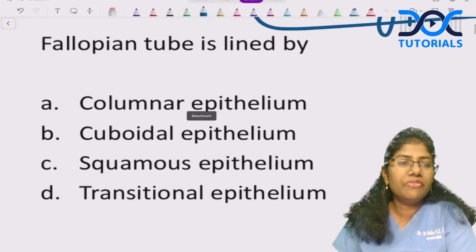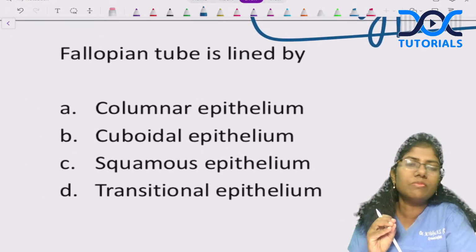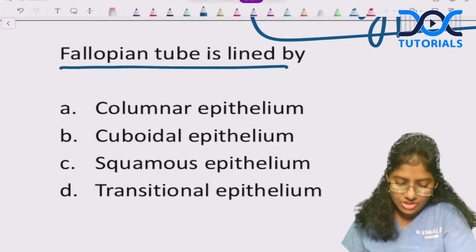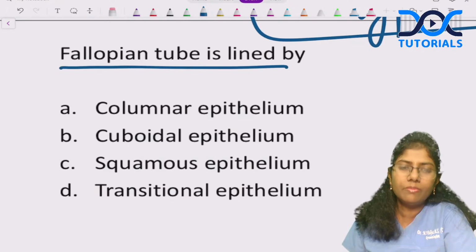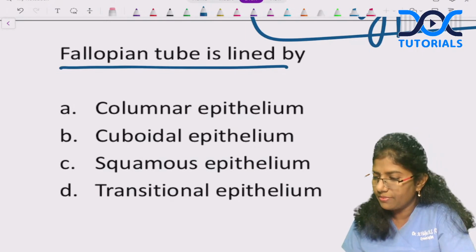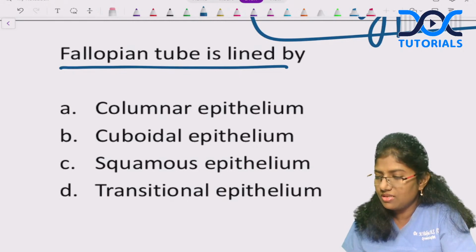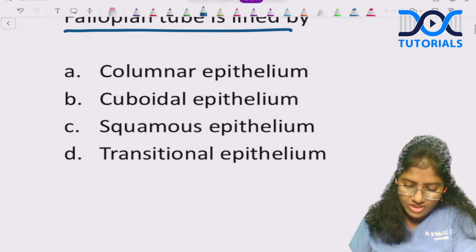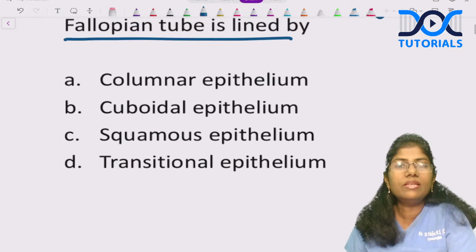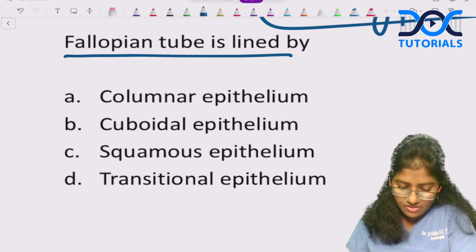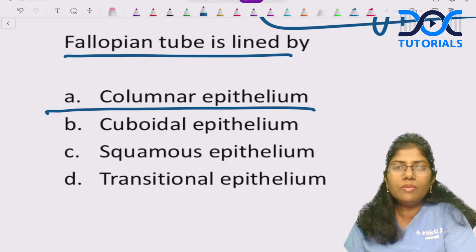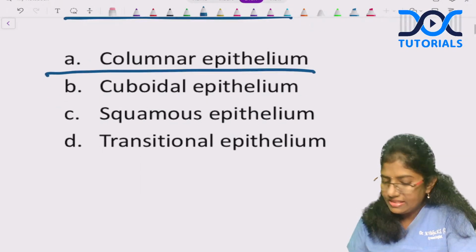The first question, I have picked a few questions from your previous FMGE paper. This question again was from the previous FMGE paper. The question is: fallopian tube is lined by. What's your answer, guys? Fallopian tube is lined by columnar epithelium. Is it ciliated columnar or non-ciliated columnar? Yes, it is ciliated columnar.